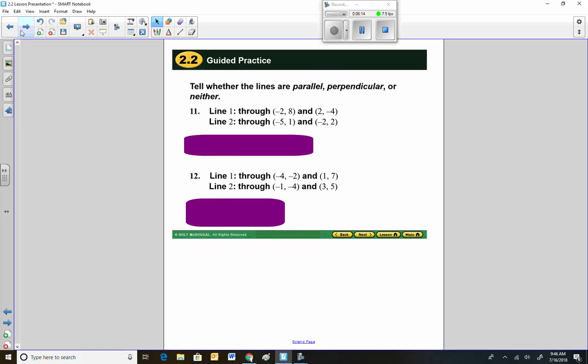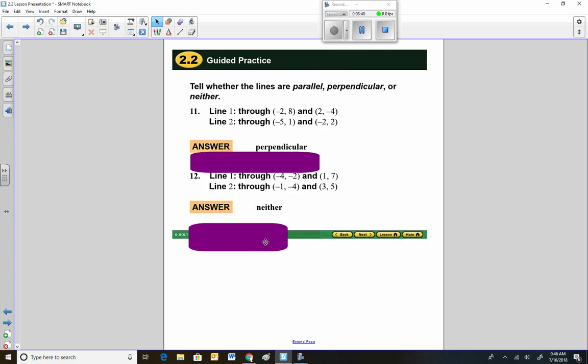All right, here's your chance to try. Please find the slopes of these two lines and compare them and decide if they're the same, they're parallel. If they're negative reciprocals, they're perpendicular. And if they're not either one of those, it's a neither situation. Pause your video and try number 11 and 12. Welcome back. For number 11, you should have been able to find that they were perpendicular, they were opposite, or negative reciprocal. And for number 12, they were neither.